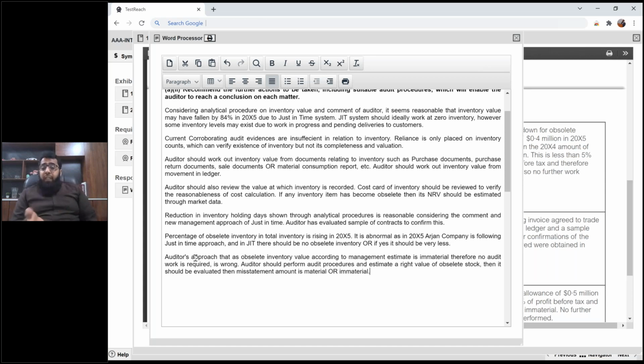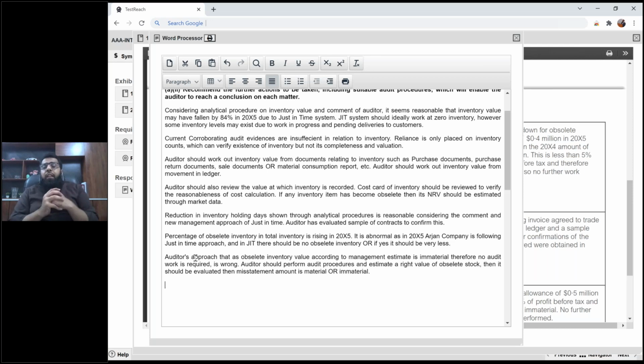What I'm trying to say is that until and unless you perform the procedure, you will not find the right amount. First, you find the right amount. Then you look at what management has done. Then you say the difference is immaterial, so I'm leaving it. So just leaving it unaudited is not the right approach.